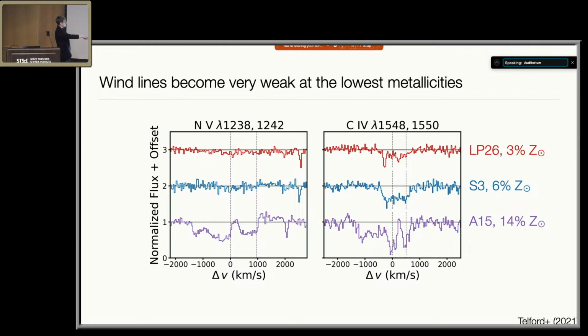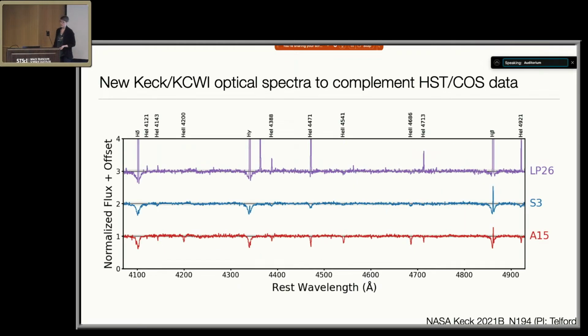In these spectra, you can see the strongest wind profile is in the most metal-rich star down here, but the profiles become very weak and extend to lower velocities in these lower metallicity stars. To quantify these mass loss rates and terminal velocities, we actually need to do some detailed modeling of these far UV spectra. And we also need optical spectroscopy to break degeneracies with the stellar temperatures and surface gravities.